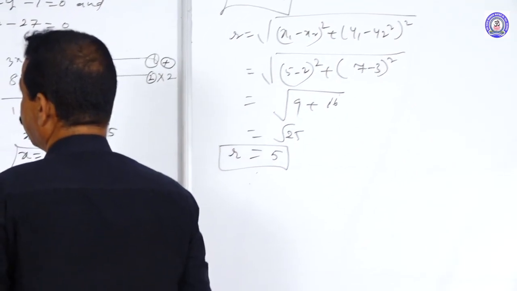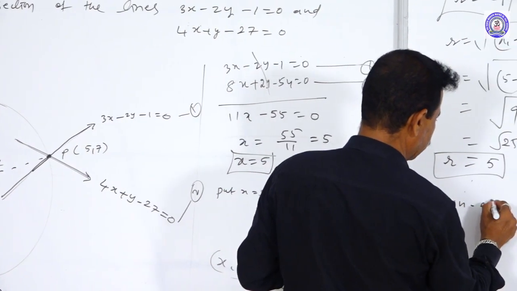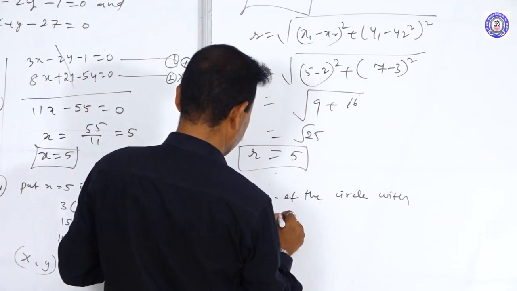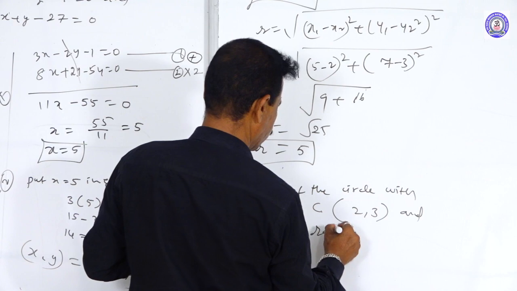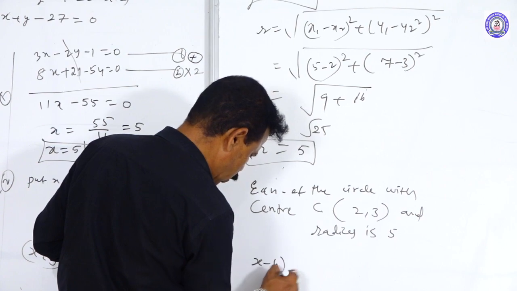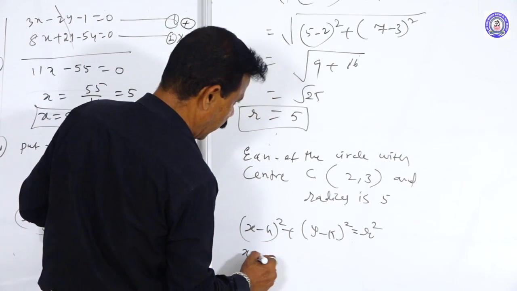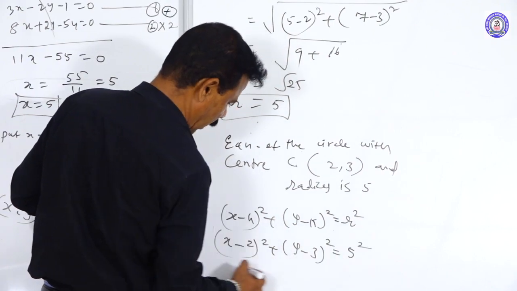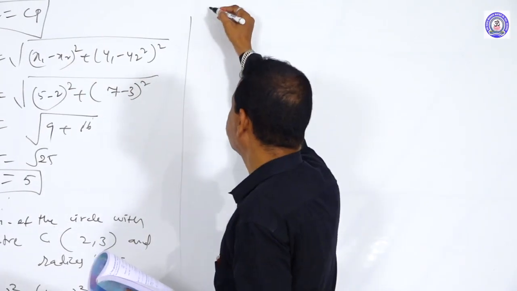What is he asking? Find the equation of the circle. So equation of the circle with center C 2 comma 3 and radius 5. X minus h whole square plus y minus k whole square is equal to r square. X minus 2 whole square plus y minus 3 whole square is equal to 5 square. This is the final equation. It's enough.